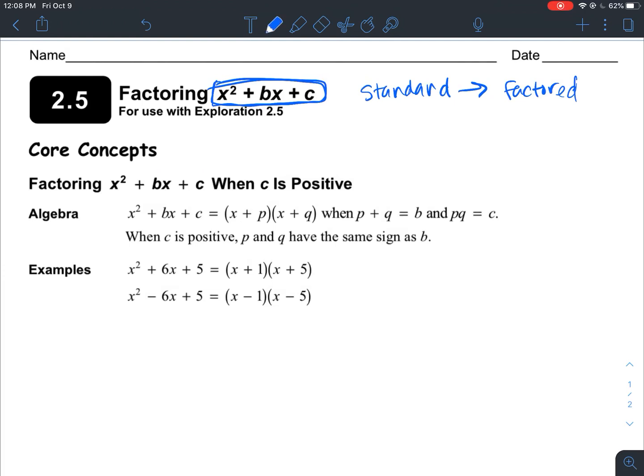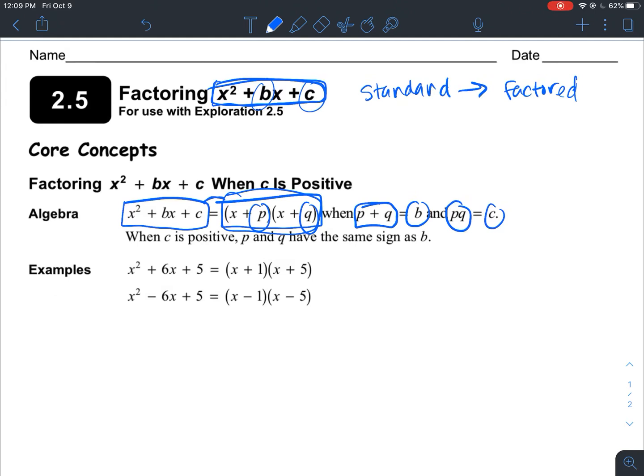So if we want to take a polynomial in standard form and get it to a polynomial in factored form, this is what it would look like, okay? So if these two numbers right here, p and q, if we add them together to get b, and if they also multiply to be c, so again these numbers right here, then that means these are our factors right here. So let me show you an easy way how to do this.